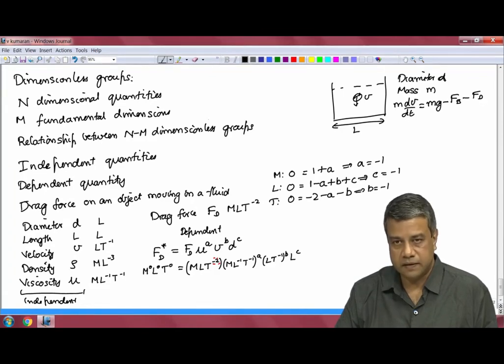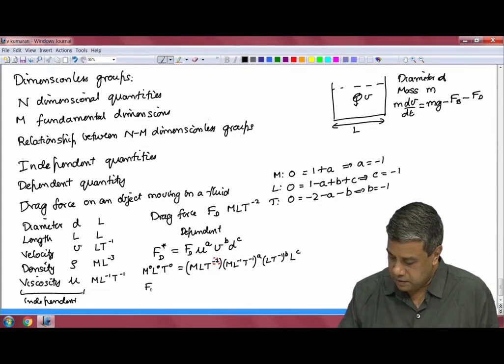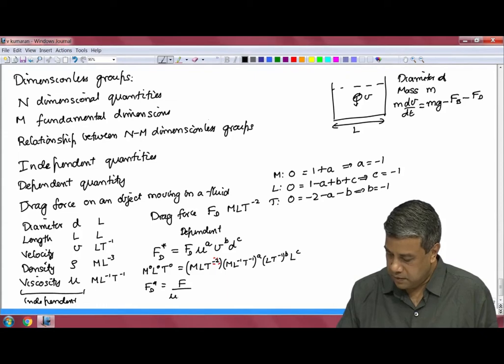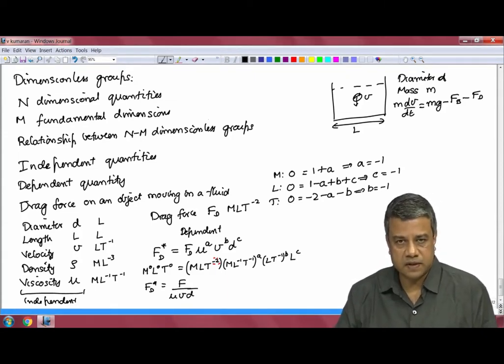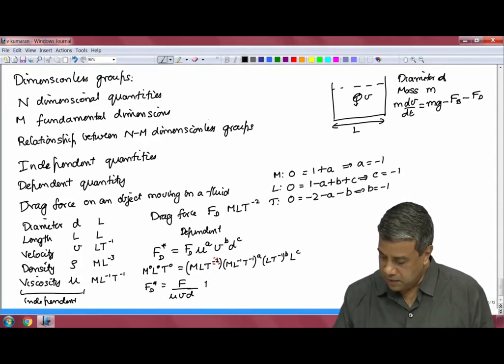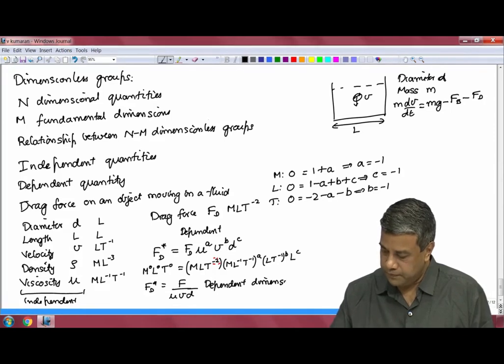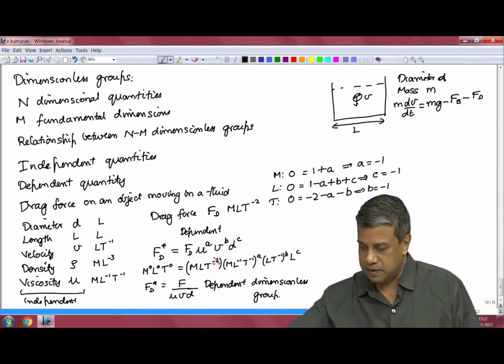That you can easily verify. So, therefore, the dimensionless force is equal to F by mu v t, when it is scaled by viscosity. That is the dimensionless force, that is the dependent dimensionless group.